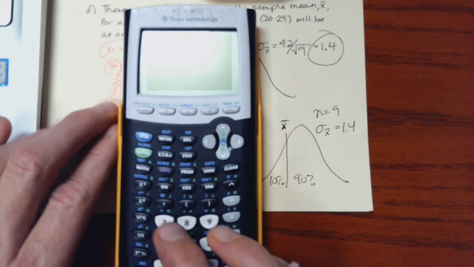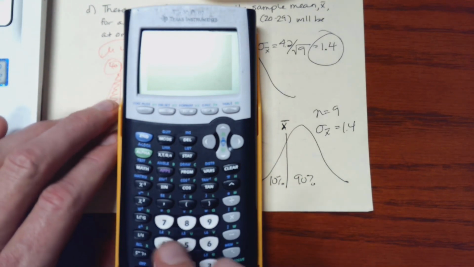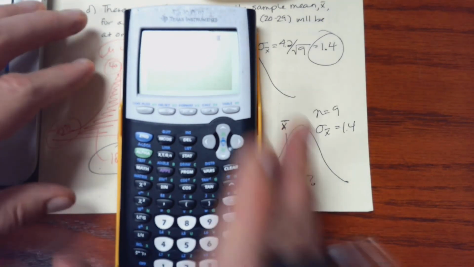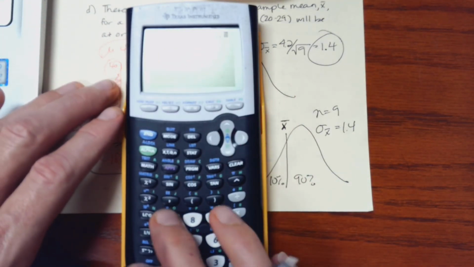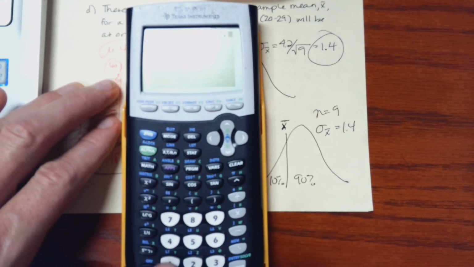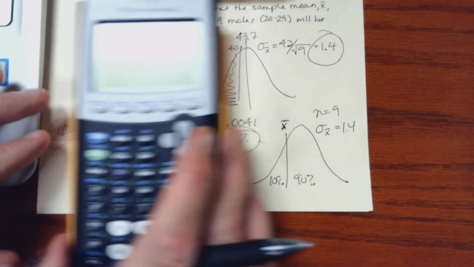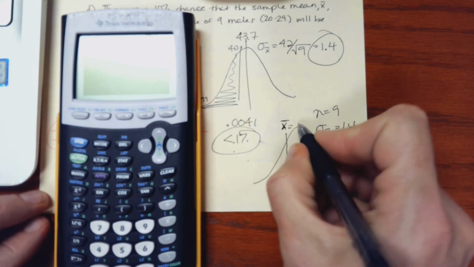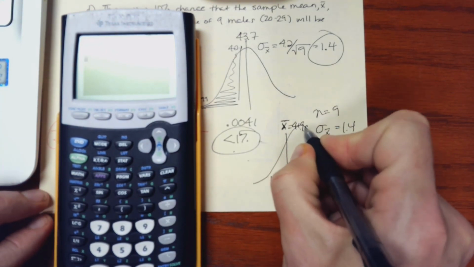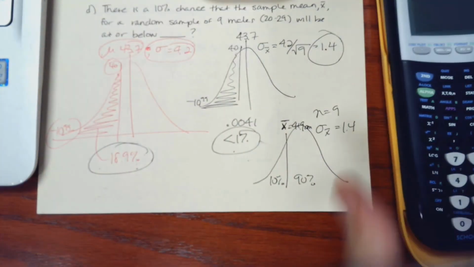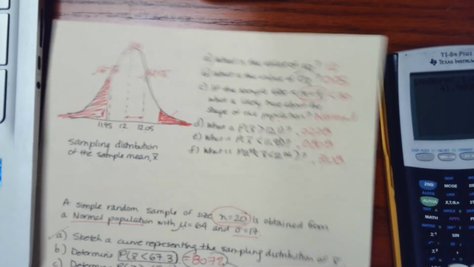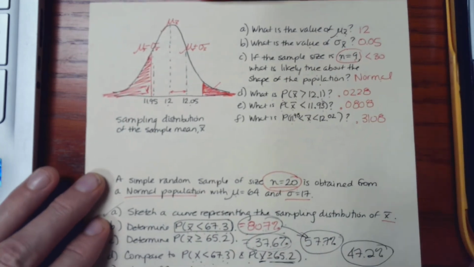So I'll go back to my distribution menu, option 3. The area to the left is 0.1. The center is 43.7, and my standard deviation is 1.4. So the cutoff that will do it is 41.9, and that's in centimeters. All right, so there are some examples with applications of the sampling distribution for the sample mean.